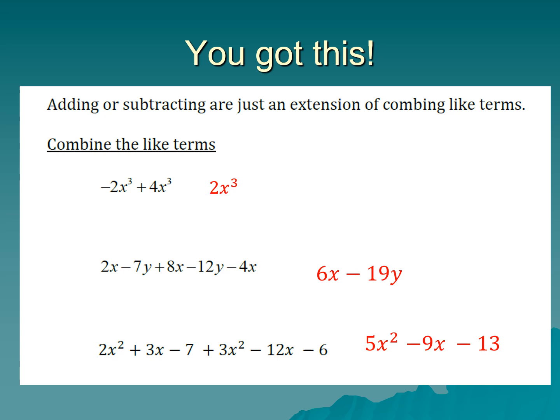Our first example is 1 term. That's called a monomial. Our second example is 2 terms. That's called a binomial. And our third example has 3 terms. That's called a trinomial.